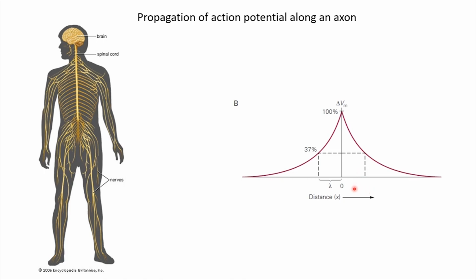Which means that if you have a neuron that is several centimeters long, in other words, the length is 10 times or more longer than the length constant, then we will have basically nothing left by the time the signal reaches the end of the axon. So how do the action potentials manage to travel long distances without losing their amplitude? Let's understand that in a bit more detail.